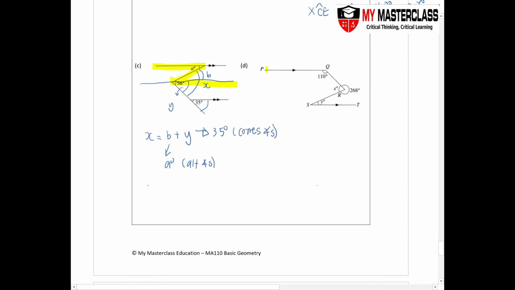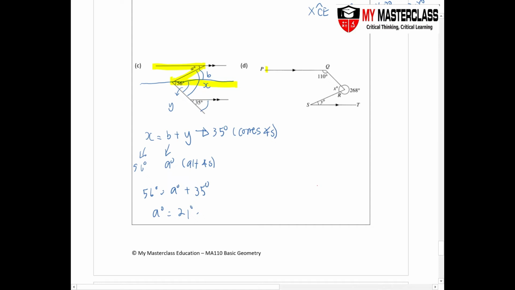Can you see? So therefore, what I'm trying to tell you is that x, which is 56, this is given. 56 degrees equals a plus 35 degrees, which also means that a equals 56 minus 35, which will give you 21 degrees.